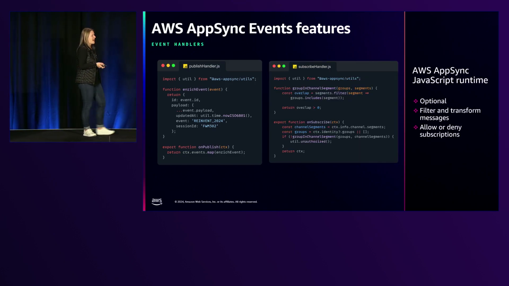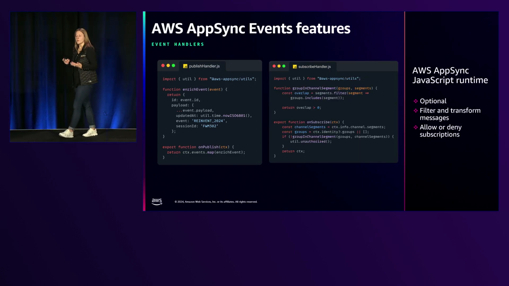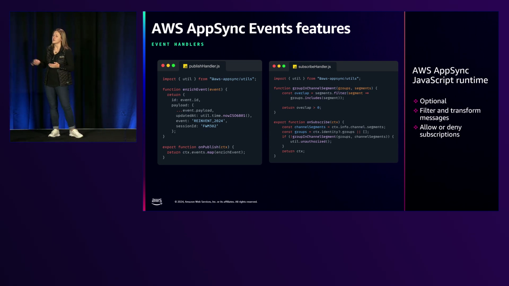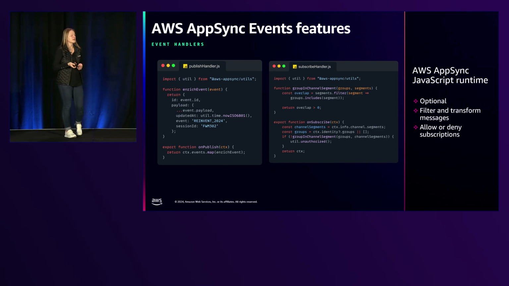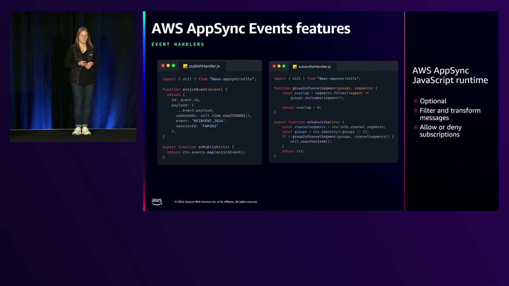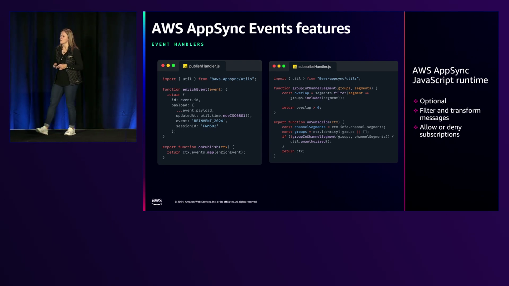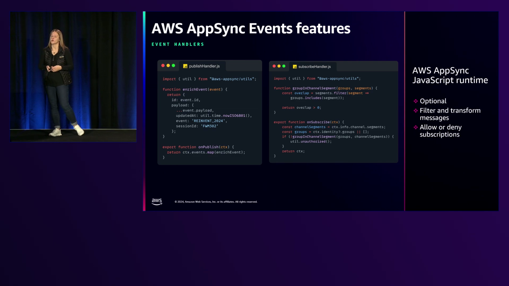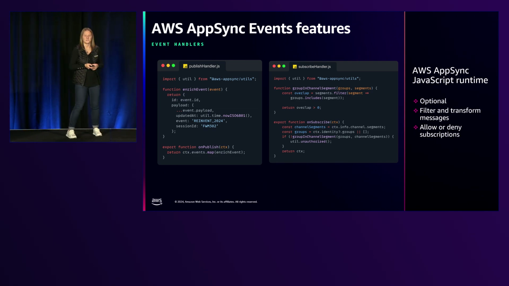On the right, we have a subscribe handler. And here, we're essentially checking for group membership when a client subscribes to a specific channel. That channel needs to include a group that the subscriber is a part of in order to be authorized to enable that subscription. So these are just a couple examples. I think there's a lot of really great use cases that we'll start to see customers build for event handlers, but there's a lot of flexibility, so definitely interested to see what y'all go build here.